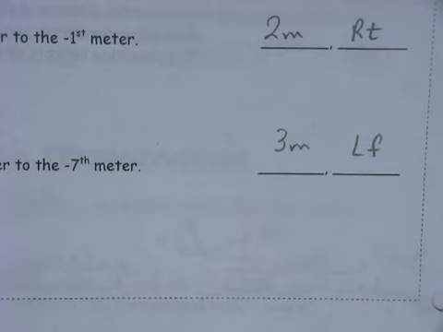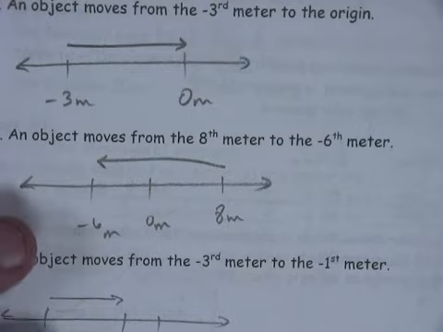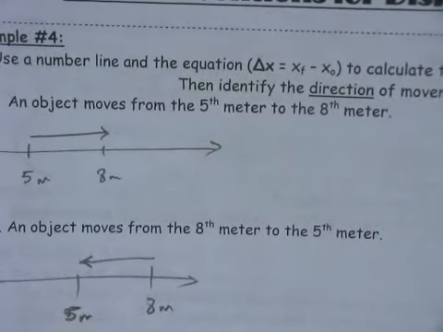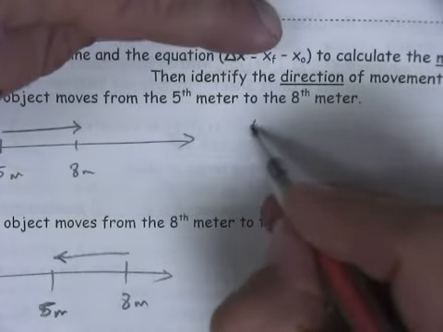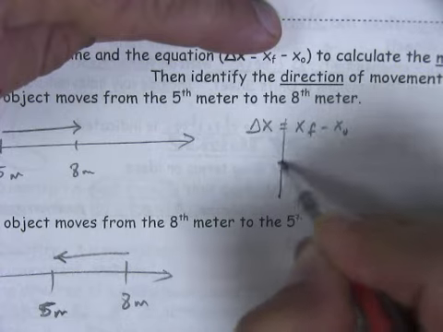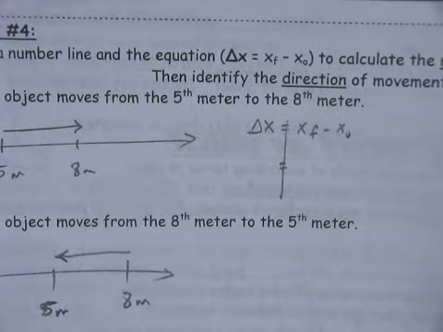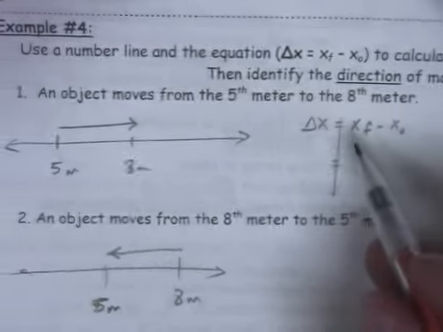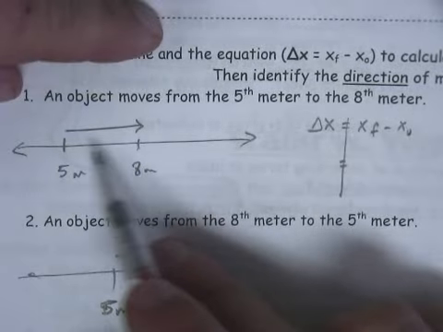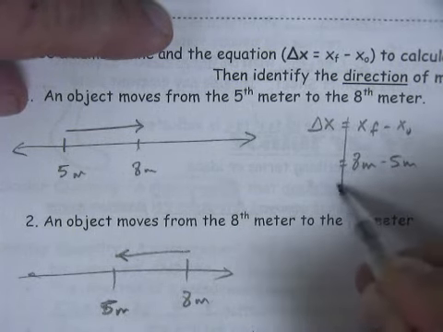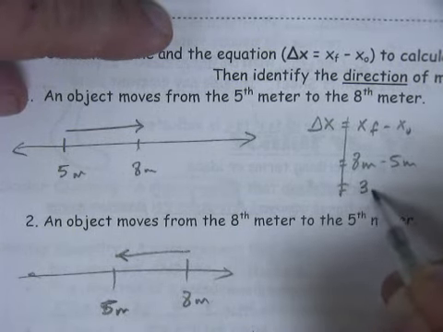Okay, so we got all those. We did it with number lines. The next step is to use the equations. So remember that every time we use an equation, we rewrite it. It's a little bit annoying here at the beginning, but it will help us out as the year goes along. So where are we finishing? Well, if we look back at our example, we finished at the 8th meter and we started at the 5th meter. So it's going to be 8 meters minus 5 meters, and that gives us 3 meters.